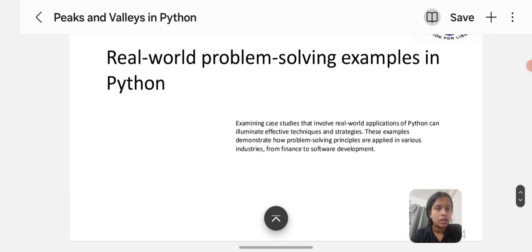Real world problem solving examples. Examining cases that involve real world applications of Python can illuminate effective techniques and strategies. These help demonstrate how problem solving principles are applied in various industries, from finance to software development.